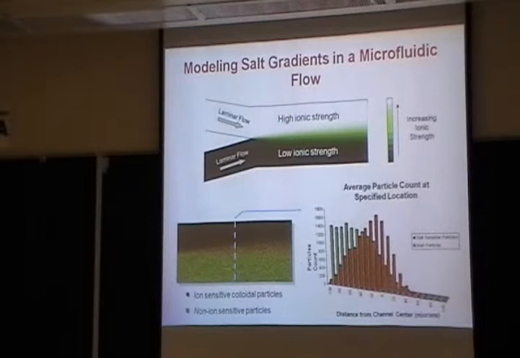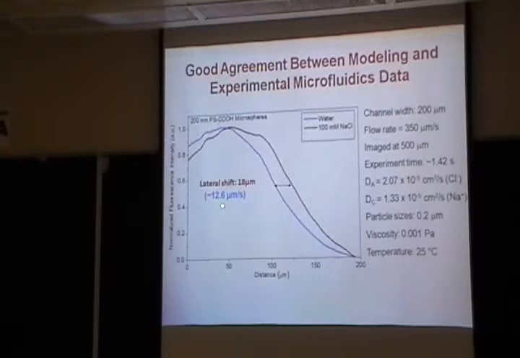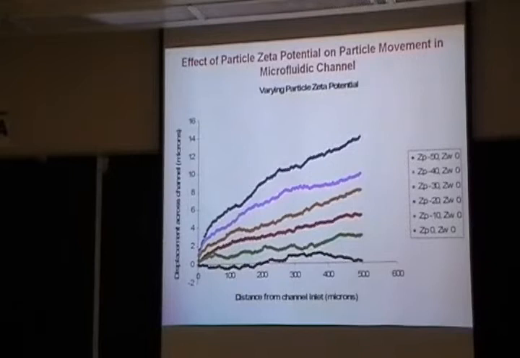One thing you will notice, and these are some of the plots. So this is sodium chloride. This is some arbitrary salt where the difference in diffusion coefficient is double. This is where diffusion coefficients are the same, therefore you have no velocity towards that. At 500 microns down, it's about 10 microns across. The observation is 12.6, so it's pretty close. So the model works fairly well. And you can do other things like calculate how changing the zeta potential of the particle is going to change the rate at which they go towards the salt and so on.